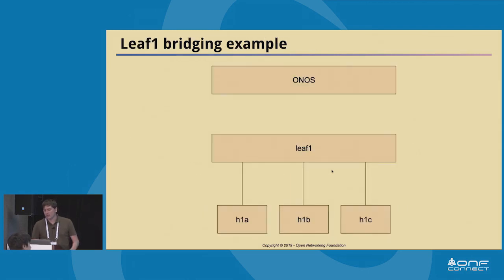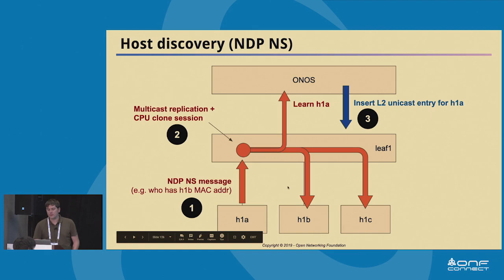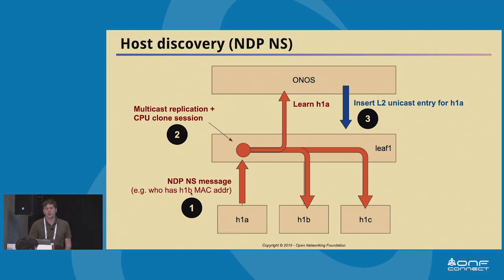And since a picture is worth 1,000 words, let's use a diagram for this. So assuming we have ONOS, our leaf switch, and three hosts, H1a, H1b, and H1c, that are part of the same subnet. Assuming we want to ping from H1a to H1b, the first thing that H1a does is send an NDP NS message to learn the MAC address of H1b.